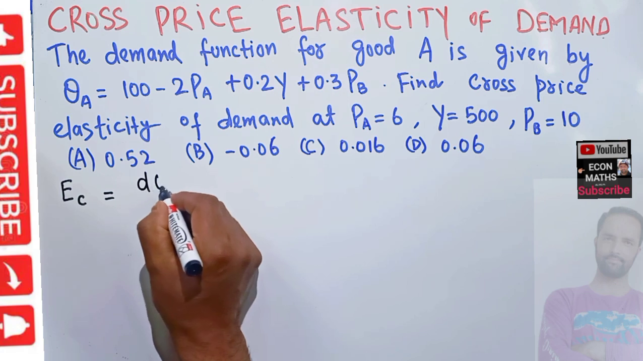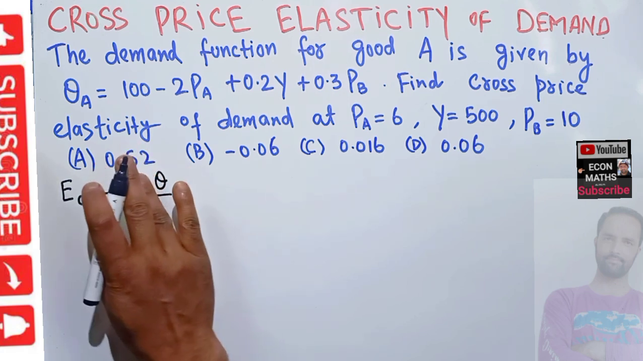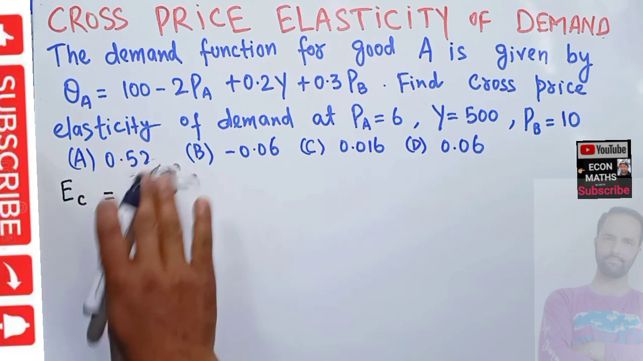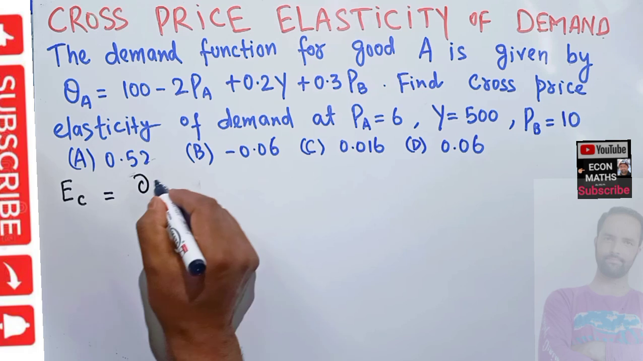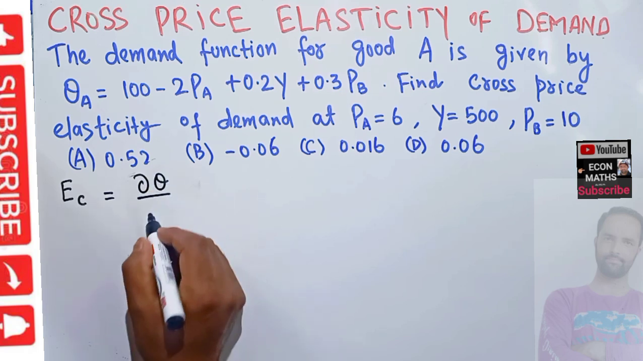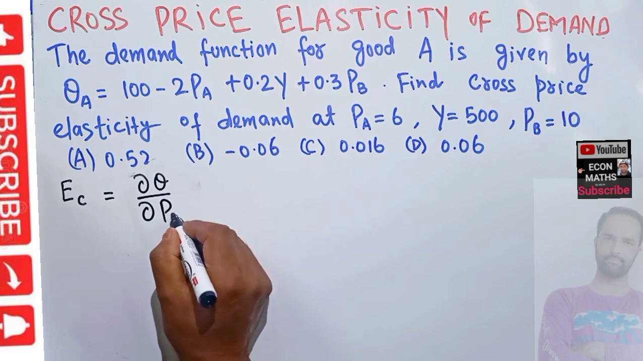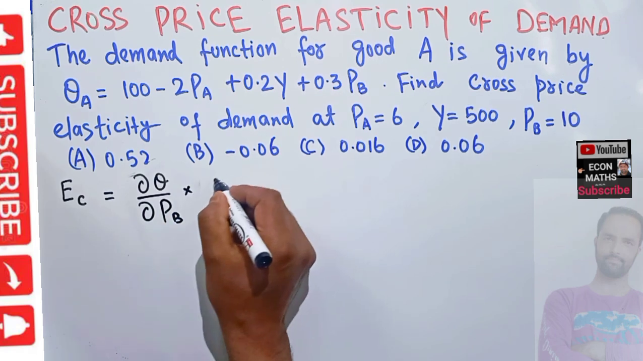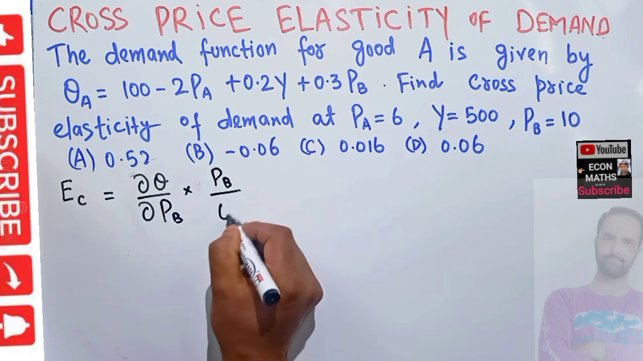dq upon, and let's use the partial derivative, del q upon del pb, times pb, divided by q.